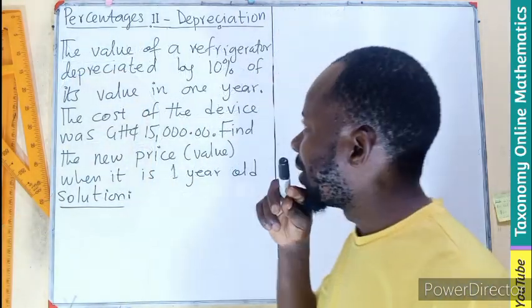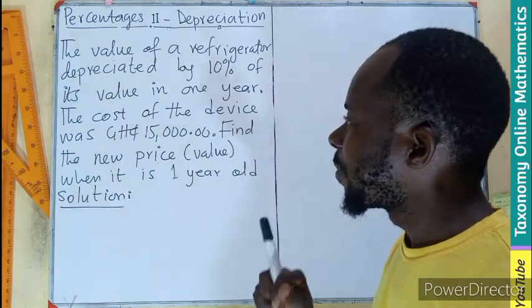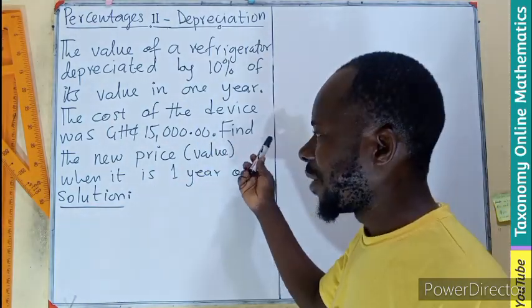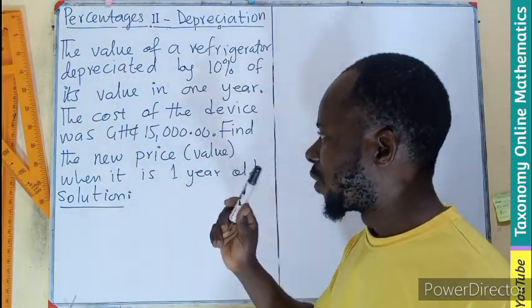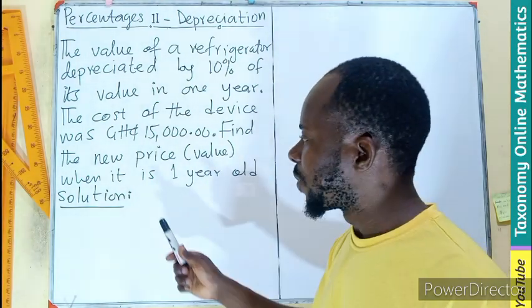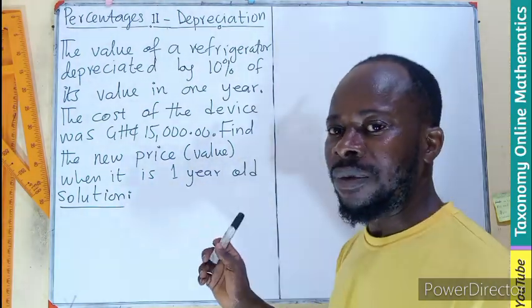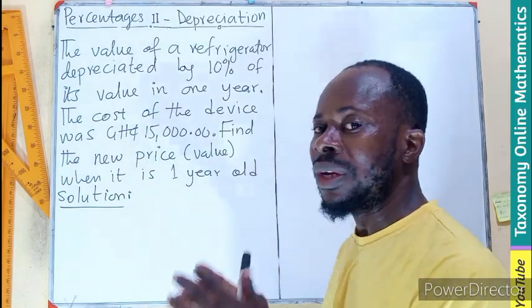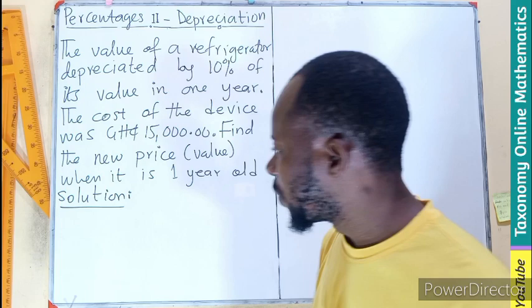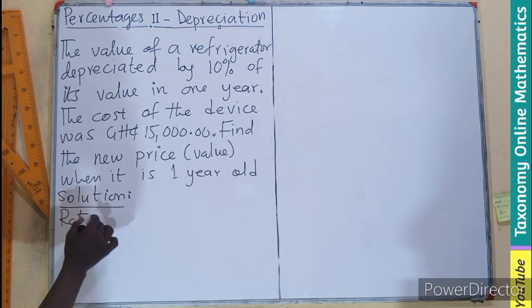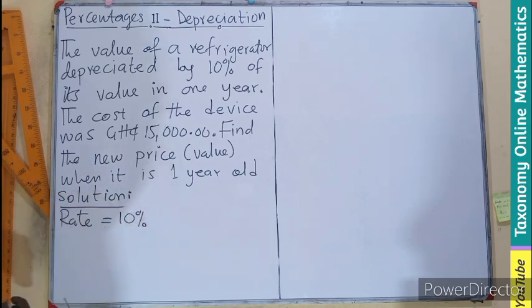All right, so let's look at this. The value of a refrigerator depreciated by 10% of its value in 1 year. The cost of the device was 15,000 Ghana cedis. We have to find the new price or the new value when it is 1 year old. Just in a year, what will be the value of the item if it is depreciating 10% yearly? So from here we can see that the rate of depreciation is given to us as 10%.